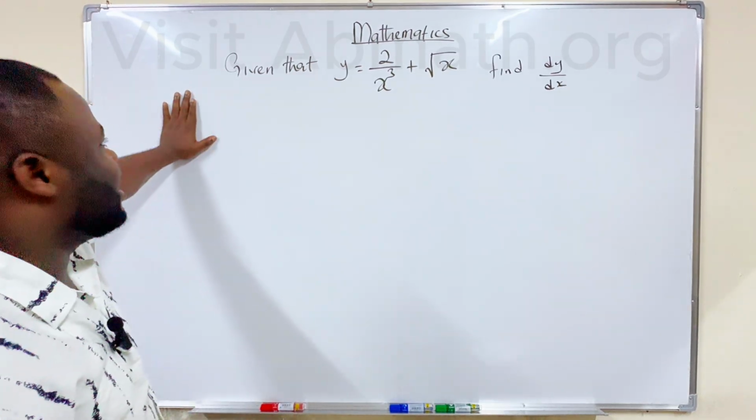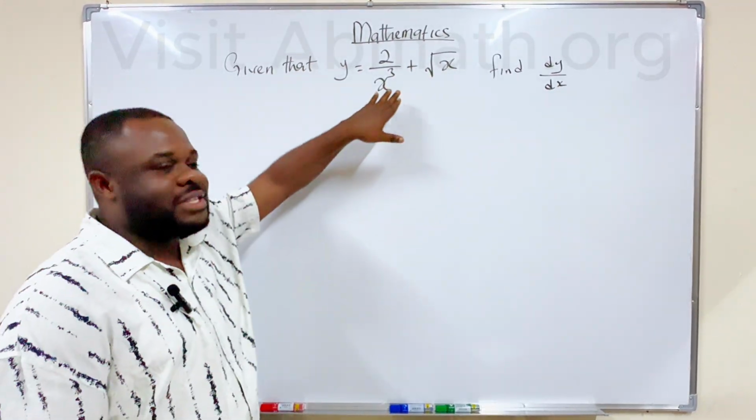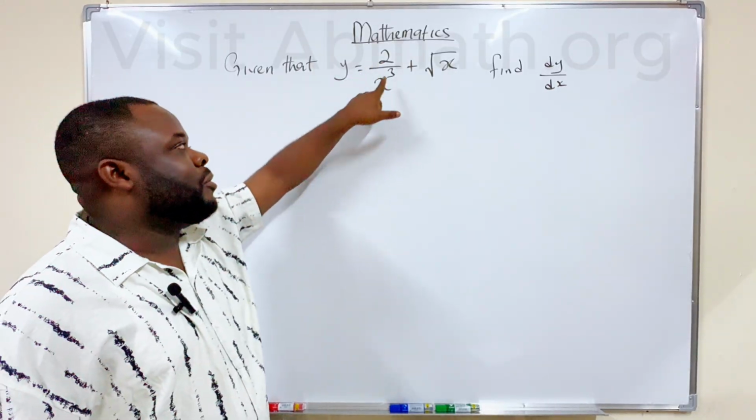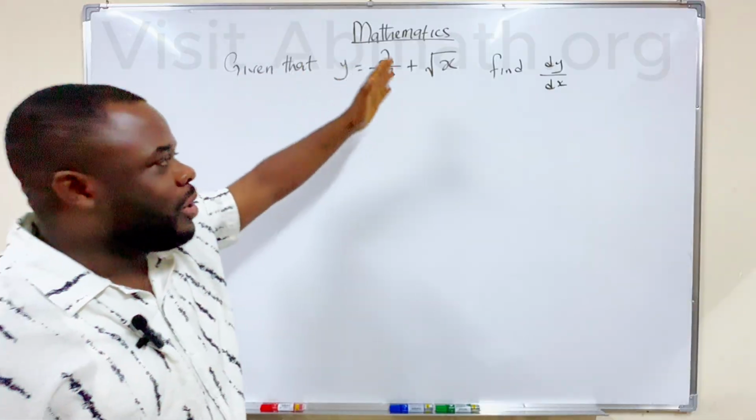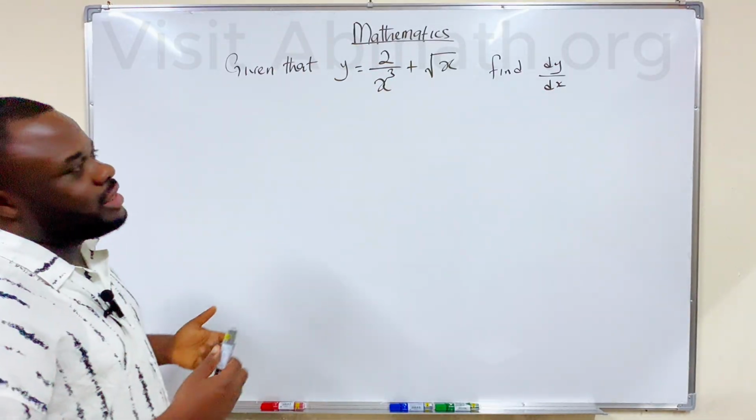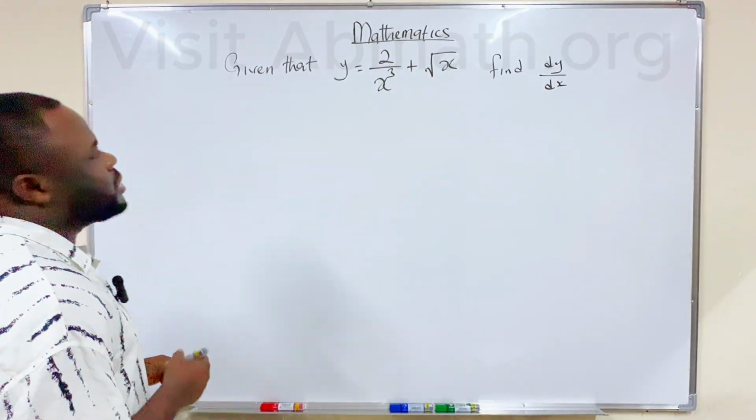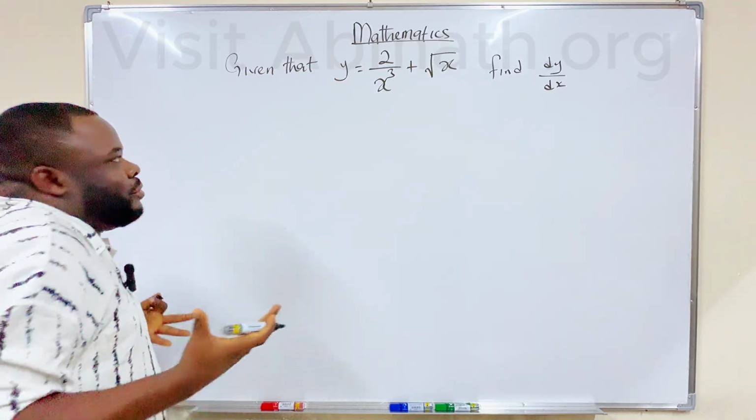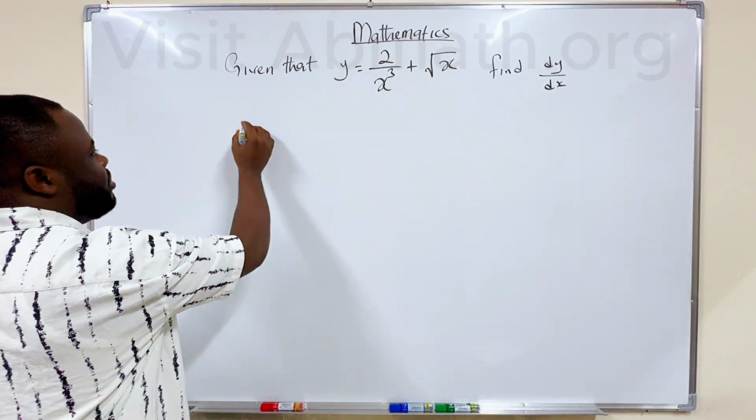We are asked to find the derivative of this equation. It's given that y equals 2 over x cubed plus square root of x. We should find the first order differential. So I'm going to write this in the simplest form so that it is easy for me to simplify.